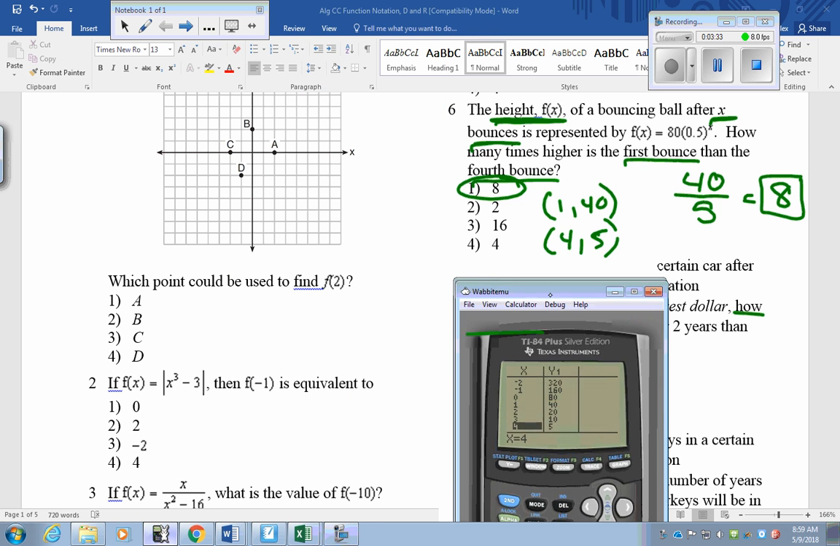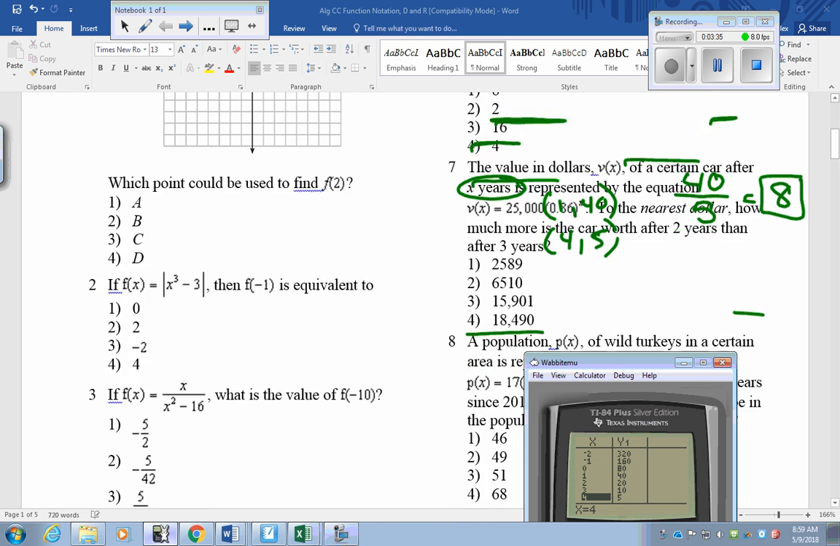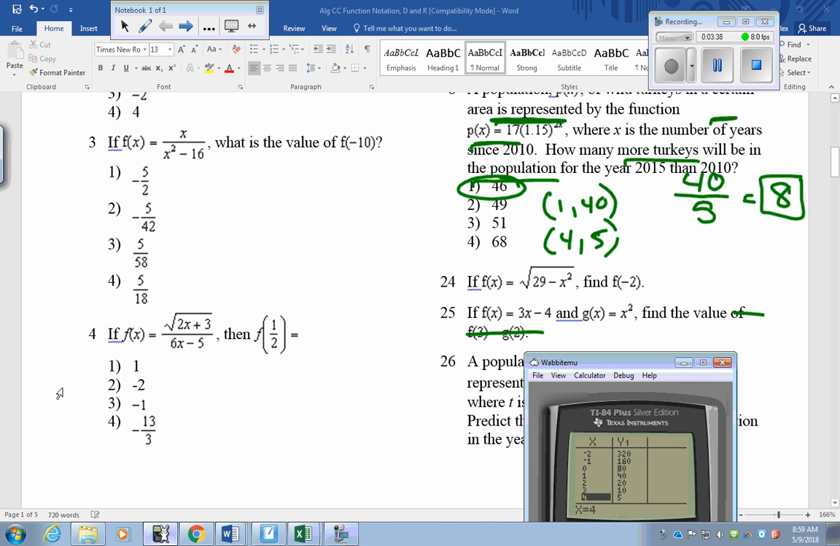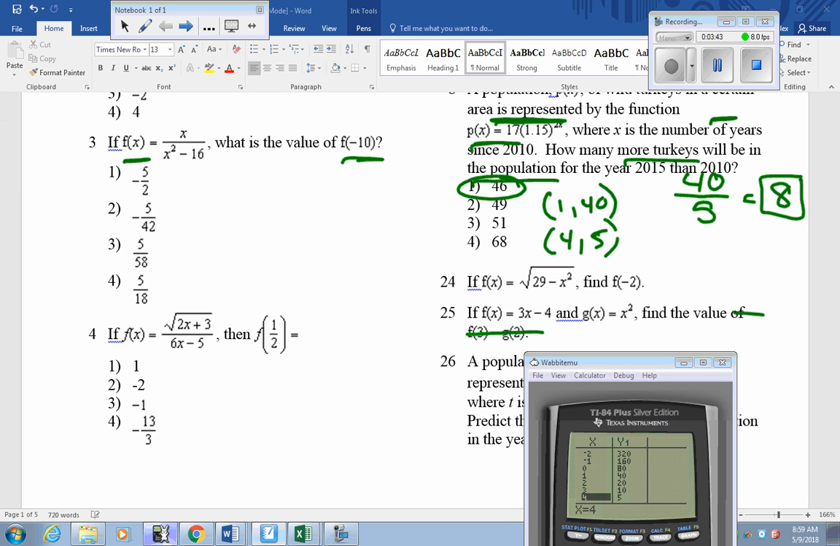On the left side of this page, you'll see several questions dealing with substitution of numbers. They tell you f of x, and they put f of negative 10. That means you're going to take the negative 10 and replace it where the x is.